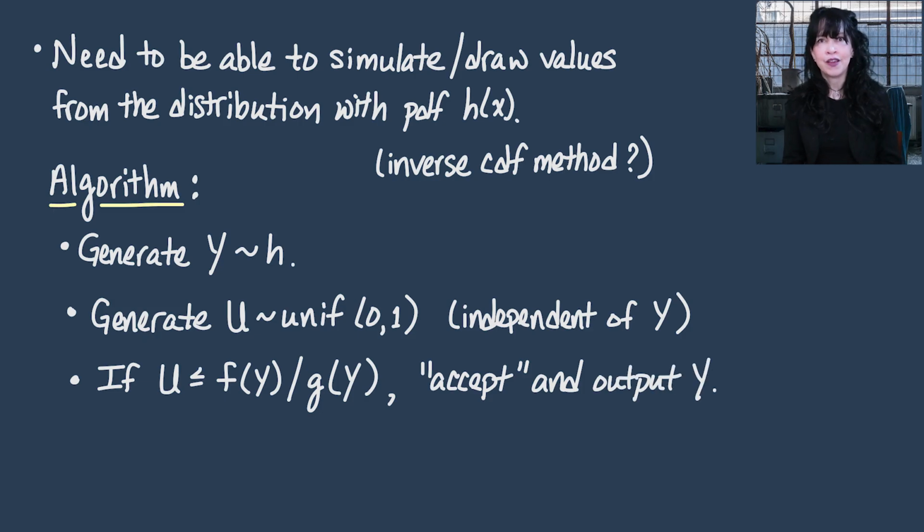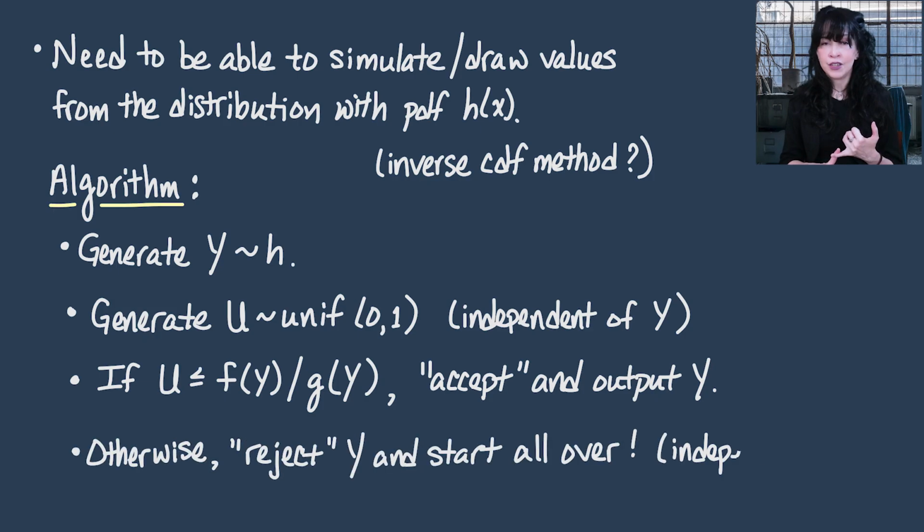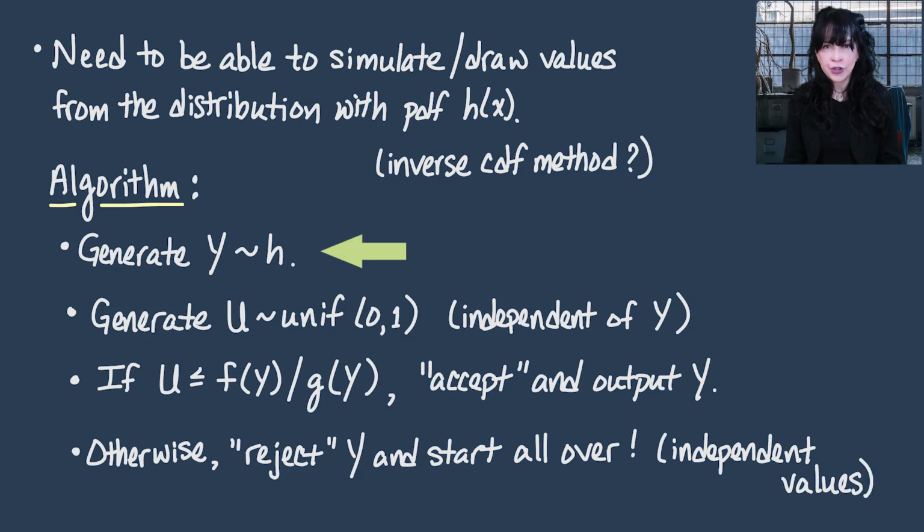And I set it up with, I want to simulate a random variable x from the PDF f. So at this point, I would set x to be y and exit the algorithm, and I would have a single draw from the target PDF f. If this u is not less than or equal to this ratio, then you throw everything out. You throw out the u, you throw out the y, and you start over up here with independently generated values. And you keep going until you get one acceptance, and that gives you a single value drawn from the target distribution.